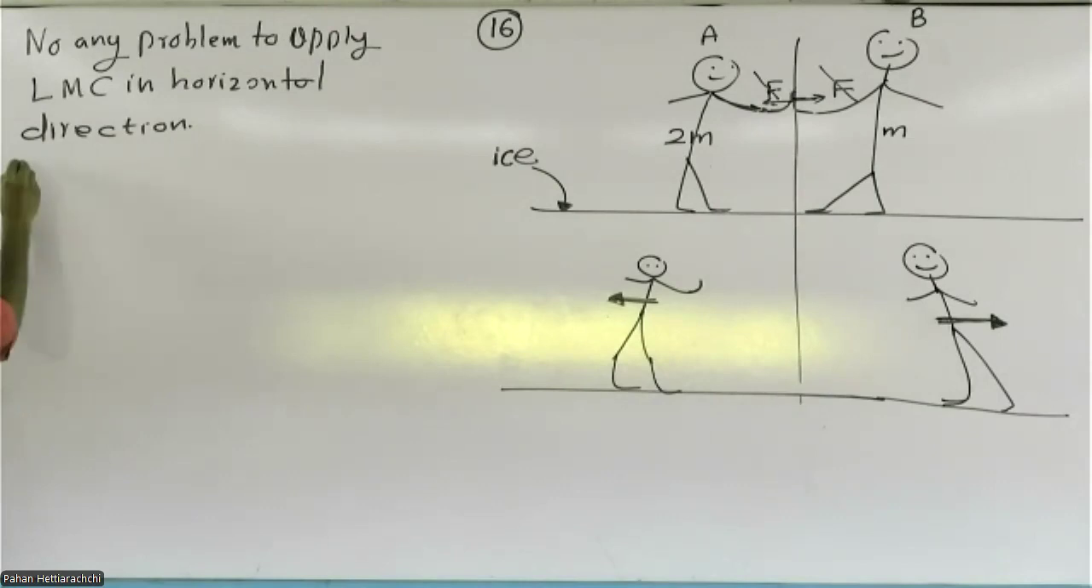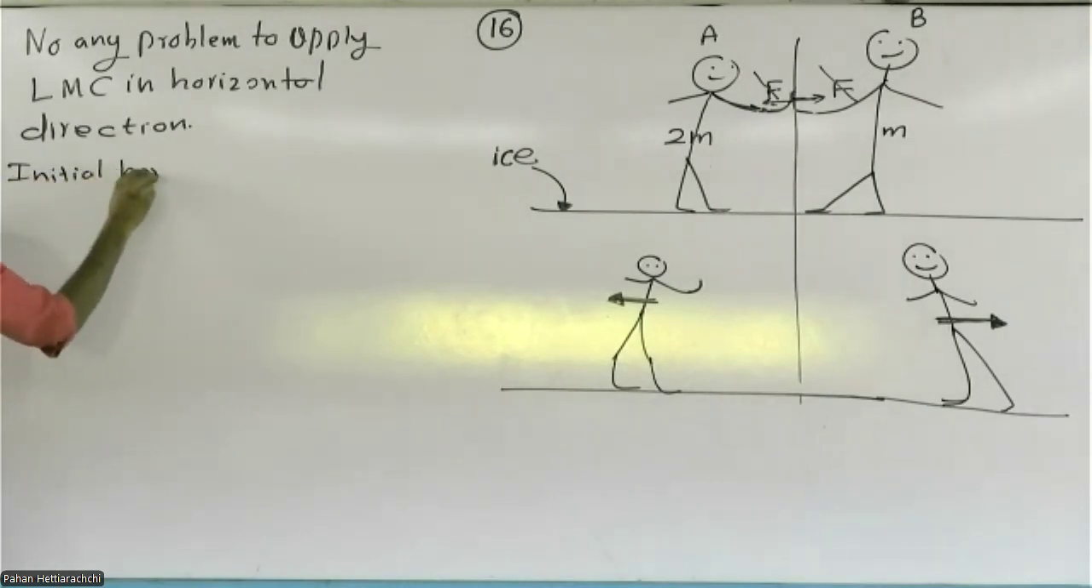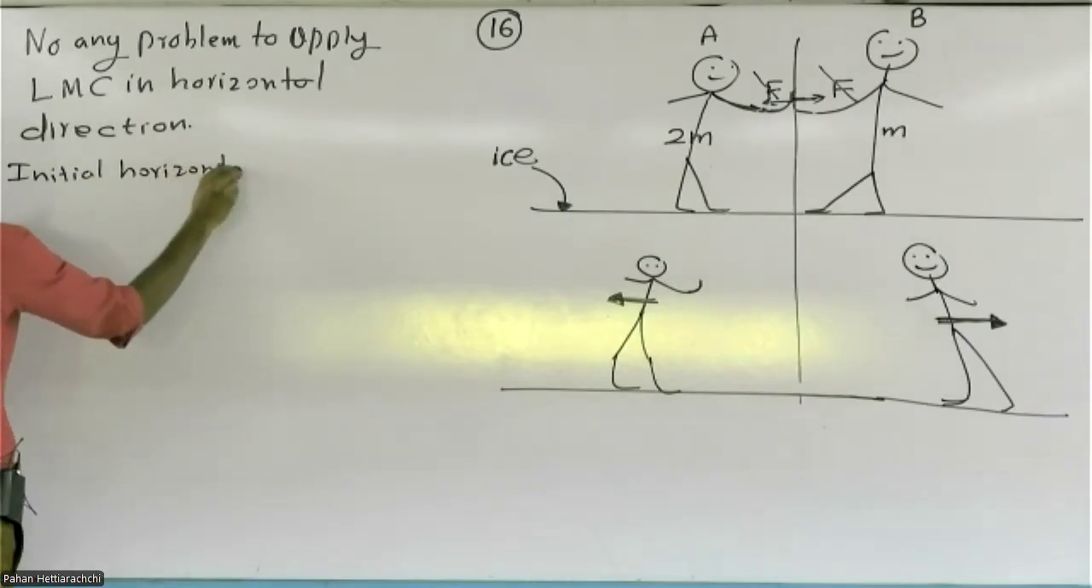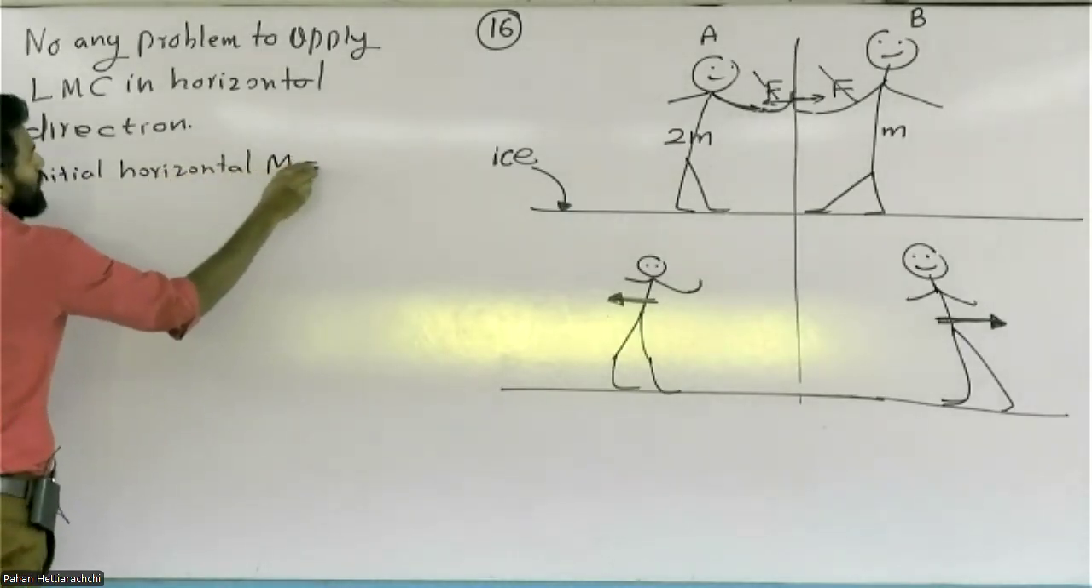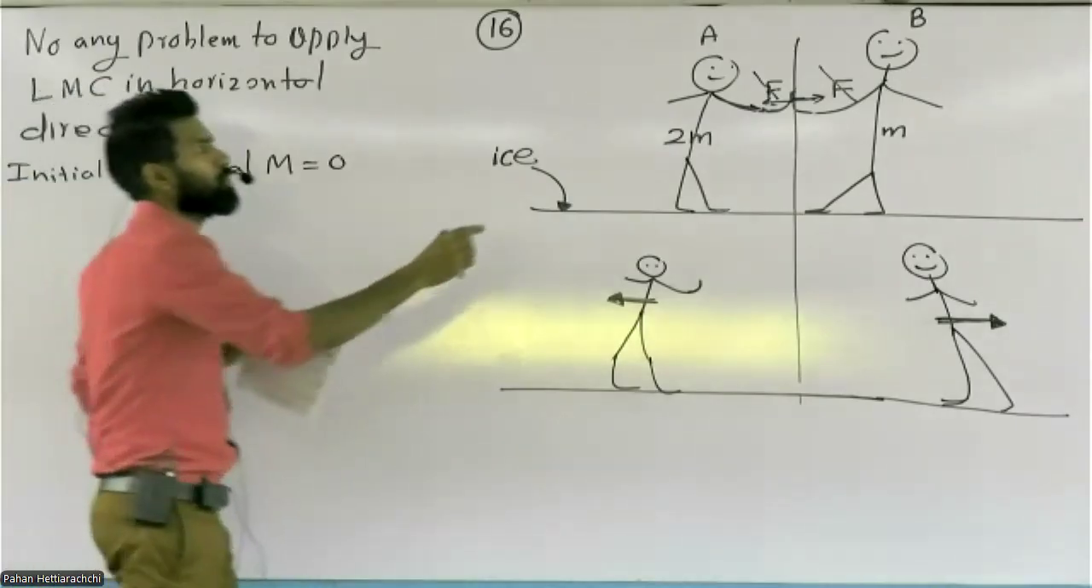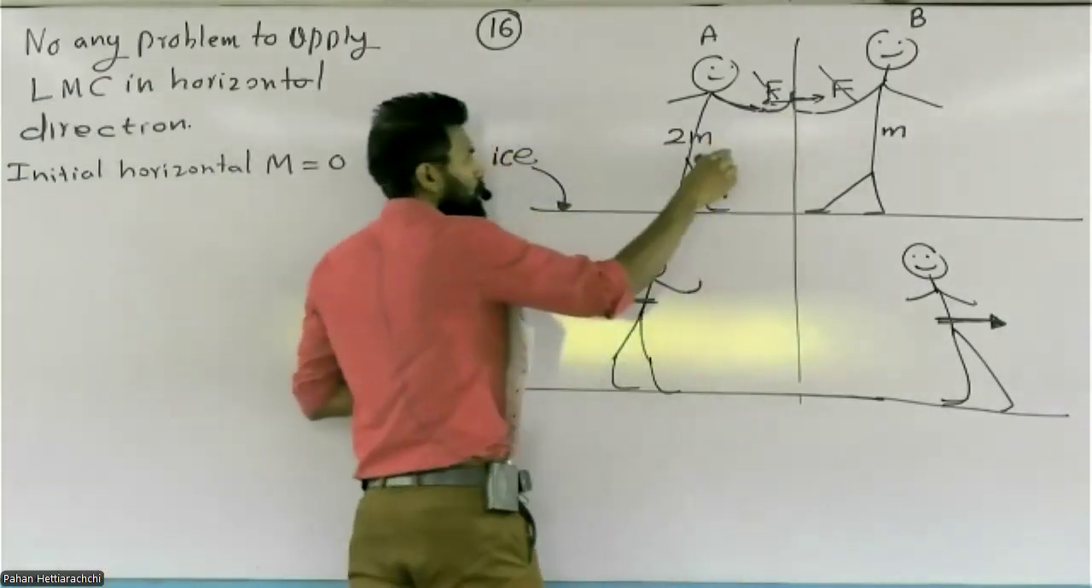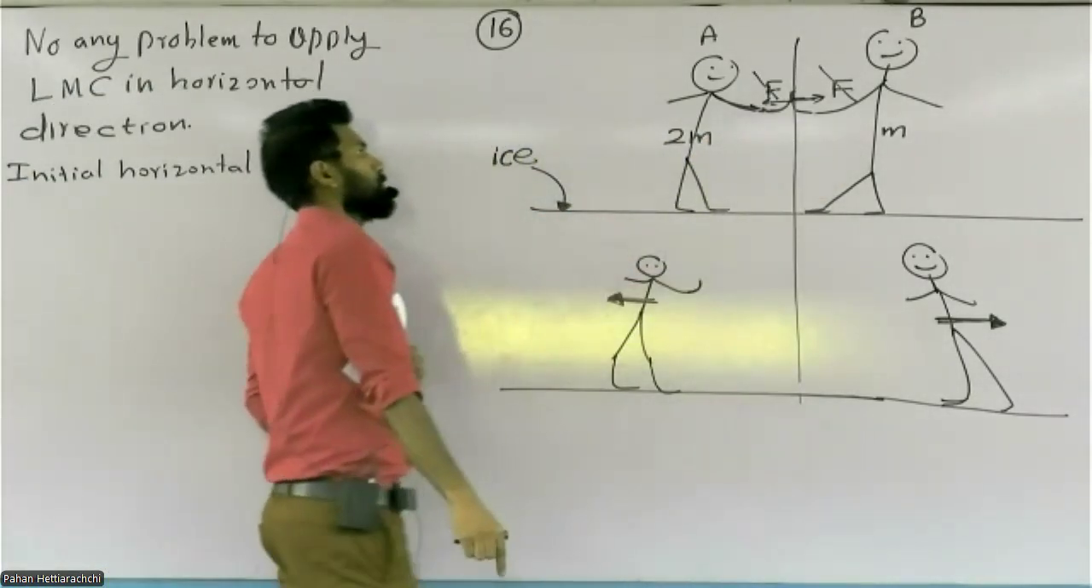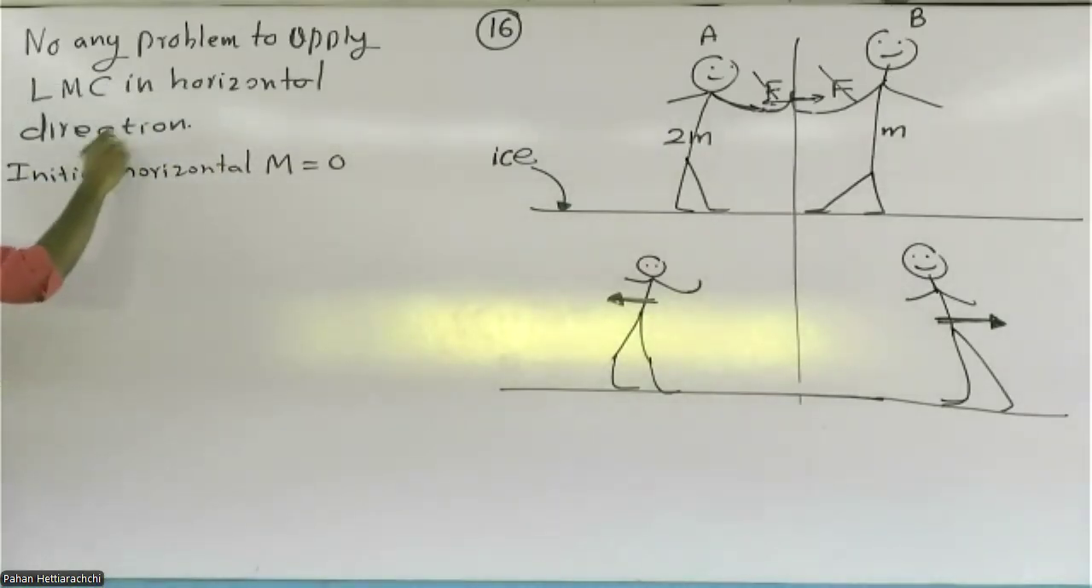Horizontally, what is the initial momentum? The initial horizontal momentum is 0. Initially, both of them are at rest. So from the conservation, what is the final horizontal momentum?